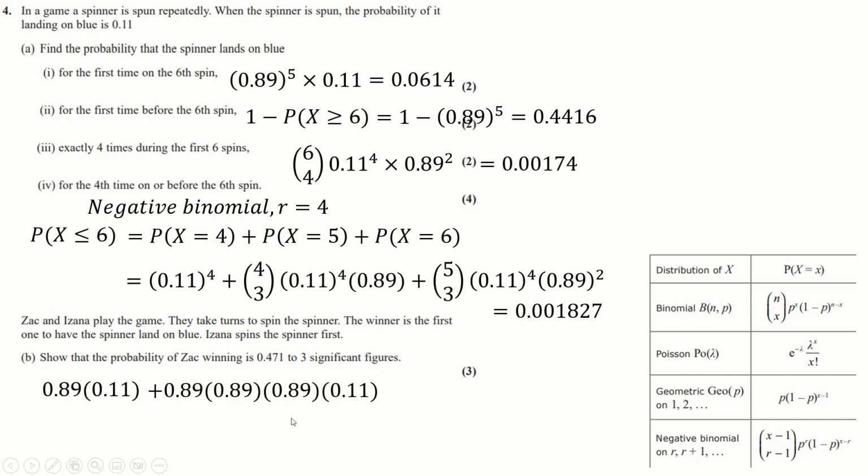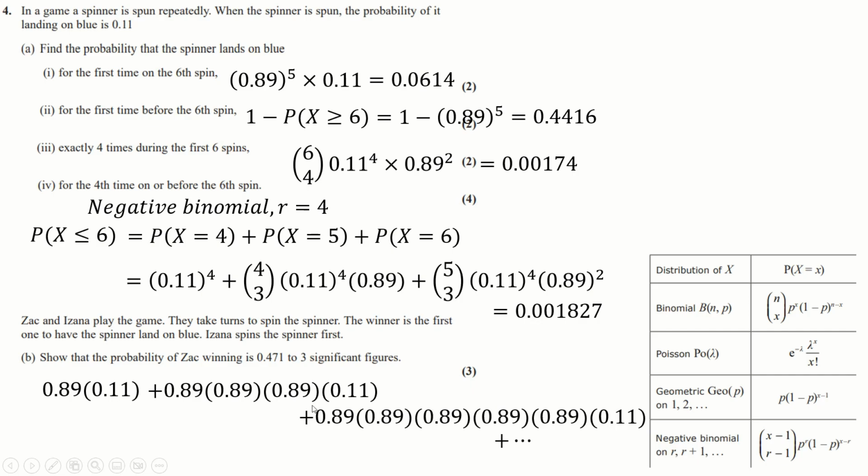Then he has to hit. And that's the probability of him winning on his second go. And after that, she has to miss, then he misses, then she misses, then he misses, then she misses, and then he hits. And that's the probability of him winning on his third go, and so on. Now, this is very similar to something that was in the 2021 paper.